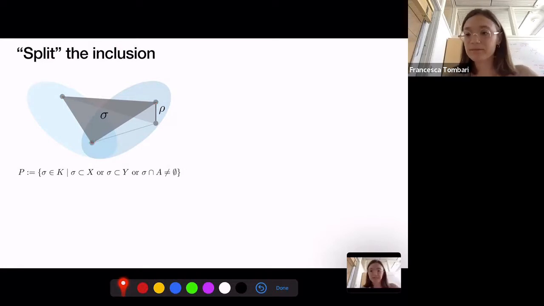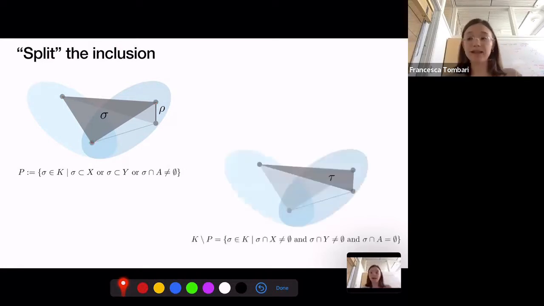Equally important is actually its complement, K minus P, which then will be formed by simplices in K that both intersect X, like this, intersect Y, like these two edges, but do not intersect their intersection here. Okay. Right. What do we use them for?